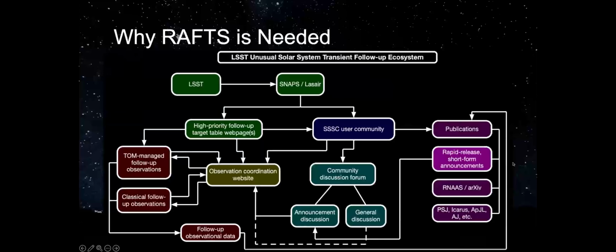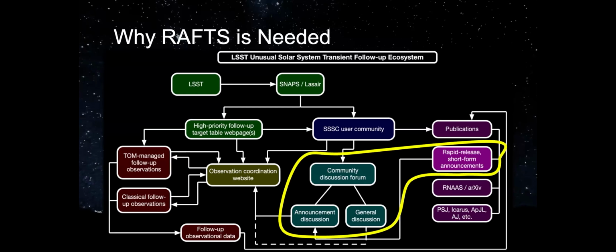So kind of an introduction to start, as to why do we need an announcement system. This is like a general ecosystem of the kind of follow-up that we need for unusual discoveries within the solar system. I think this diagram was originally created by Henry Hsieh a number of years ago now. But through our announcement system RAFTs, we're aiming to cover this section of the ecosystem, so the mixture of short form announcements and the opportunity for the community to discuss them.